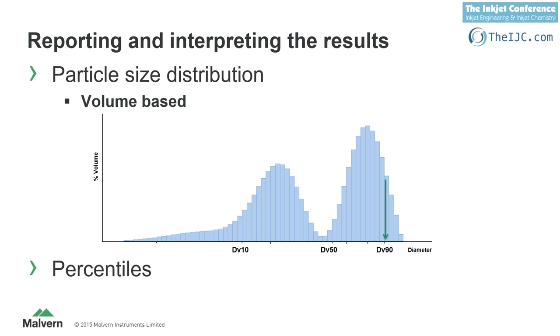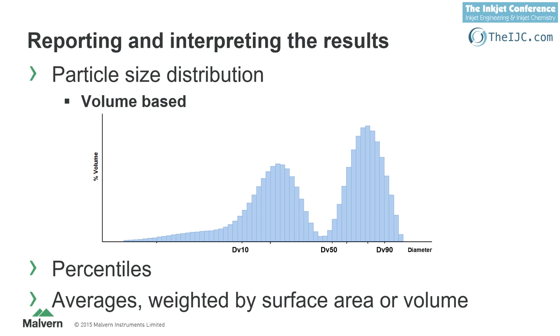We also report averages. So we don't average by the number of particles because we don't count them, but we average according to the surface area, which will tell us about the fine particles as they're contributing much more surface area to the system, or according to the volume of the material. So we produce average values based on surface area and volume.